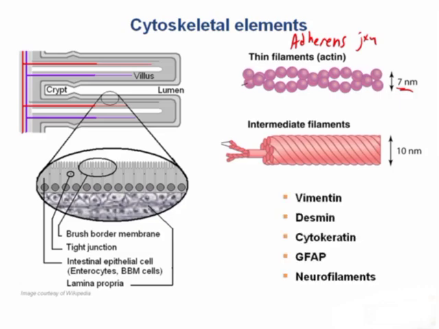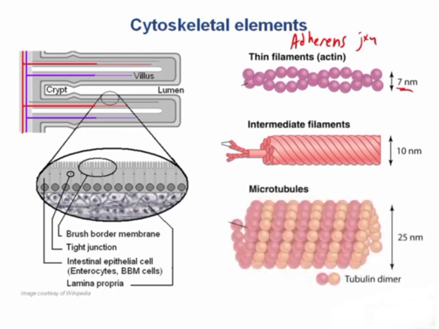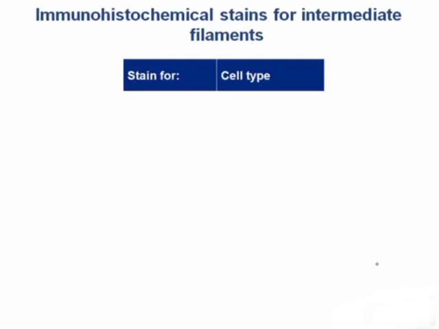Some examples of intermediate filaments are vimentin, desmin, cytokeratin, glial fibrillary acid proteins, and neurofilaments, but I'll come back to these in a couple of minutes. And microtubules are the largest part of the cytoskeleton, with a diameter of about 25 nanometers, and they're generally involved in movement of things within the cell, or of the cells themselves. We see them in cilia and flagella, and also in the mitotic spindle and centrioles. Okay, sorry for jumping around a bit, but we're going to revisit intermediate filaments in the context of histological stains.